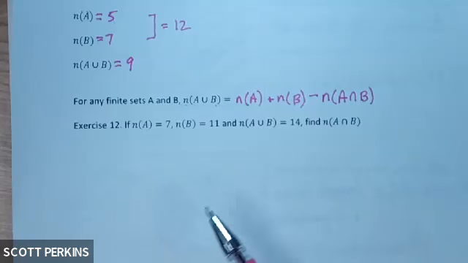Exercise 12, right below it, is intended to be a fairly straightforward problem to see if you remember. I've given you the number of elements in A, the number of elements in B, and the number of elements in the union, and you are asked to find how many elements are in the intersection. It's intended to be a quick plug and chug on that formula. So put the appropriate number in the appropriate place and then see if you can figure out what's left over.